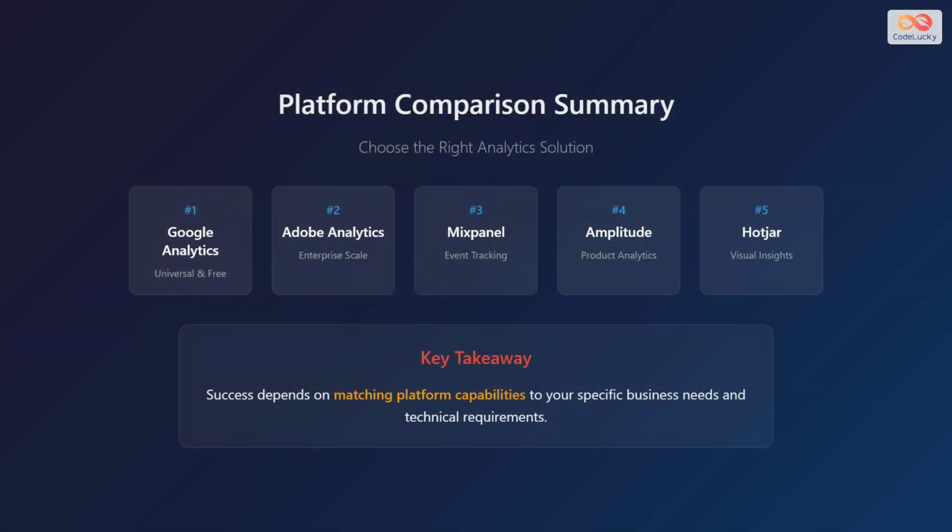In summary, Google Analytics is universal and free, making it a great starting point. Adobe Analytics offers enterprise-scale capabilities for larger organizations. Mixpanel focuses on event tracking, providing insights into user interactions. Amplitude excels in product analytics, helping optimize user engagement. And Hotjar provides visual insights, allowing you to see how users behave on your site.